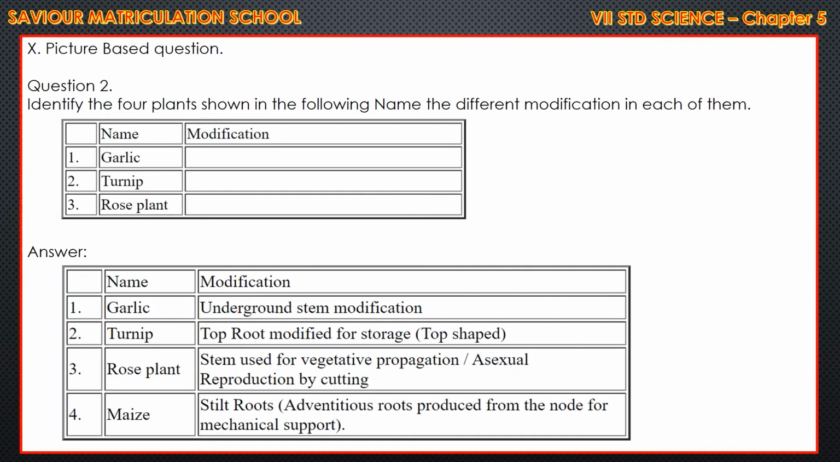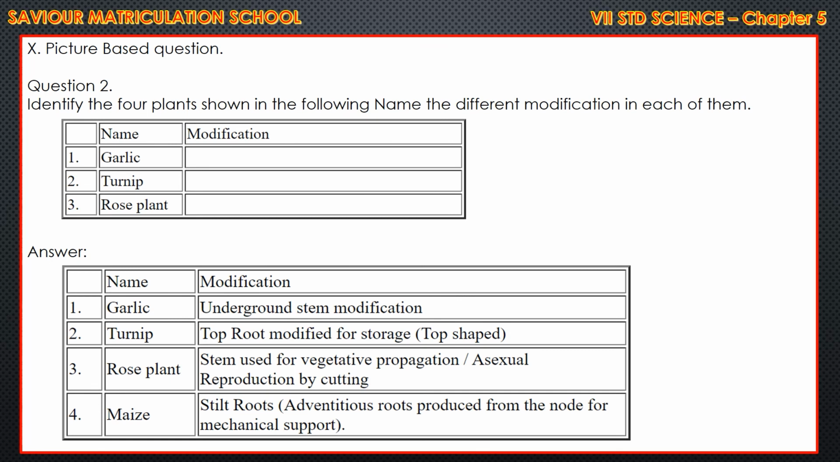That is second question. Identify the 4 plants as shown in the following and name the different modification of each of them. That is 4 plants, that is garlic, turnip, rose plant and maize they have given. So you have to write the different modification of each of them.